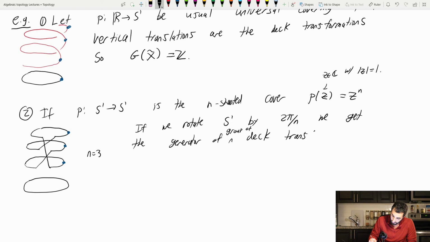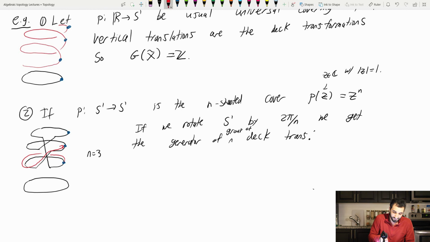What I mean by a rotation here is a little weird, but I'll draw one such rotation out for you, and I think you'll figure it out. So this is what I mean by rotation. It's like rotate around here and drag all of the points around this connected circle by 2 pi over n, where the whole circle is 2 pi.